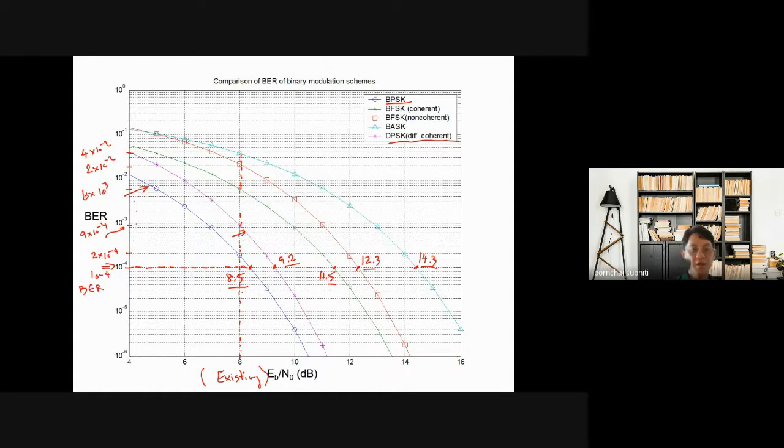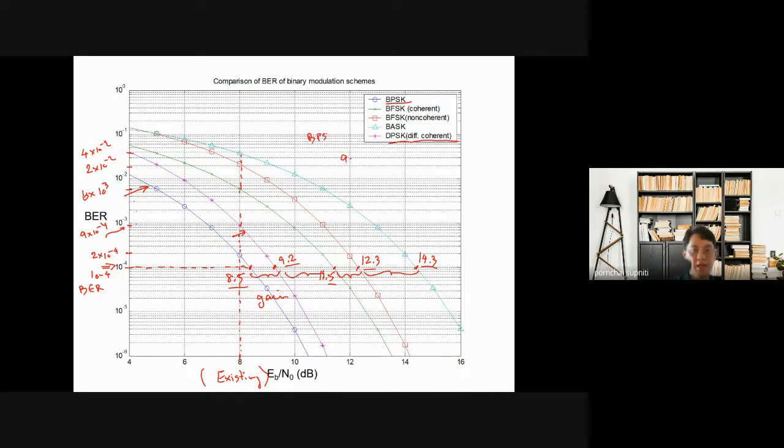And so it means that BPSK is a more efficient system. For the same SNR, it gives the lowest bit error rate. For the same bit error rate, it needs the lowest SNR in the system. And this difference is called gain. If someone asks you what is the gain of BPSK over DPSK, how do you answer? What's the difference between 9.2 and 8.5?